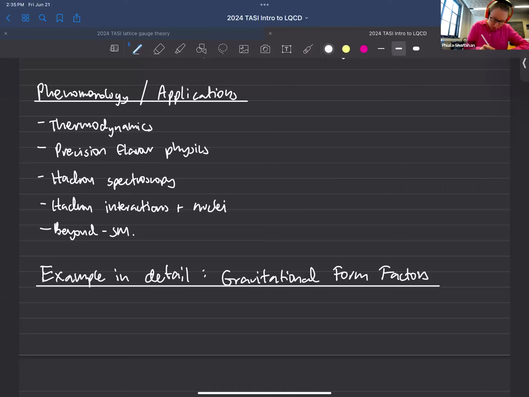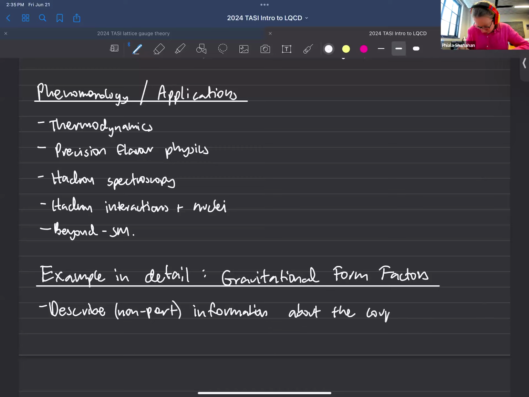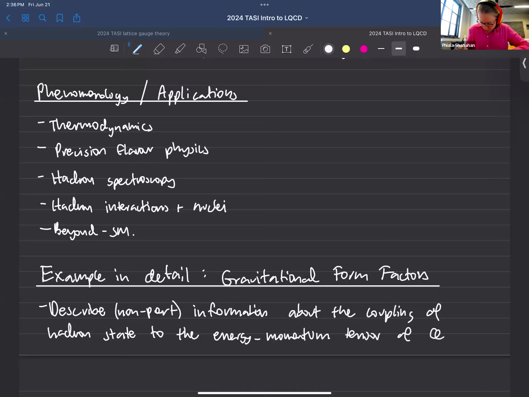So they describe the non-perturbative information about the coupling of some hadron state to the energy momentum tensor of QCD.